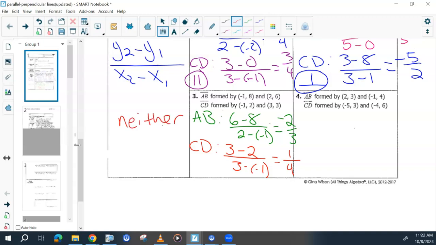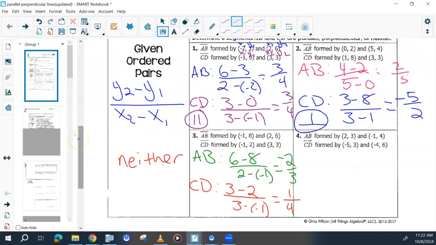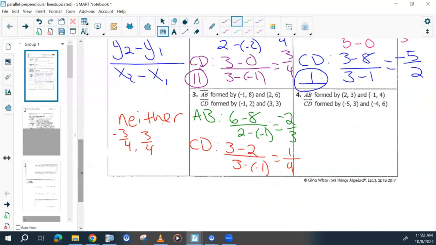Some other neither cases are, let's say they look the same, they both have the same number, but one is positive, one is negative. Well, then they're not parallel because they're not the same. So I'll give you an example. If I just wrote 3/4 and negative 3/4, those are not parallel because they're not the exact same. They both don't have the same sign. They're also not perpendicular because one isn't flipped. One isn't the reciprocal.